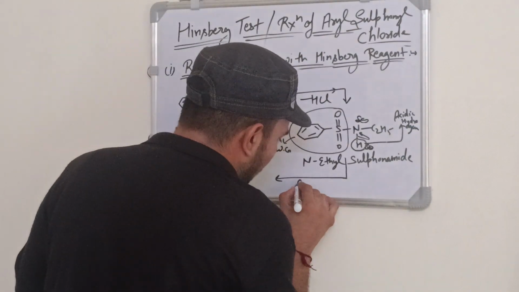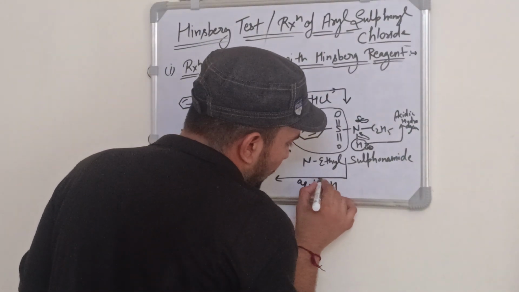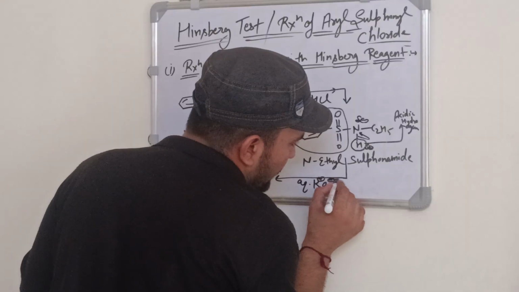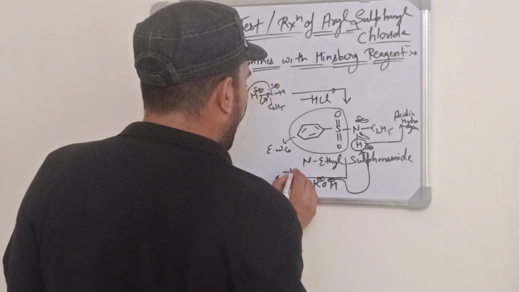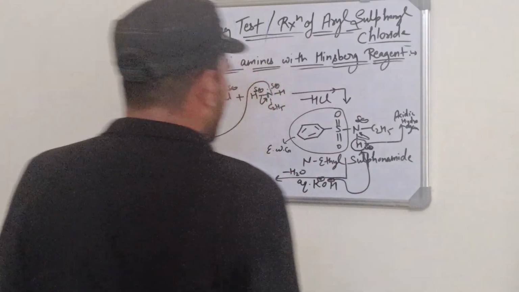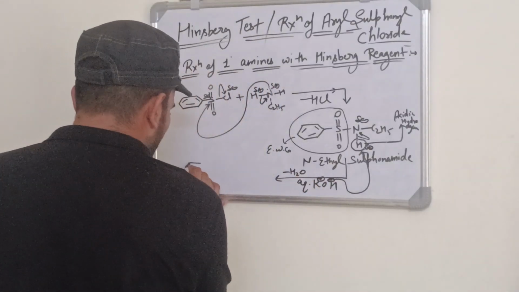base. Now we have aqueous KOH. So here K positive, OH negative. This OH negative attacks this hydrogen, and from here a water molecule will be removed. Okay, water molecule removed. Now we will get a product.